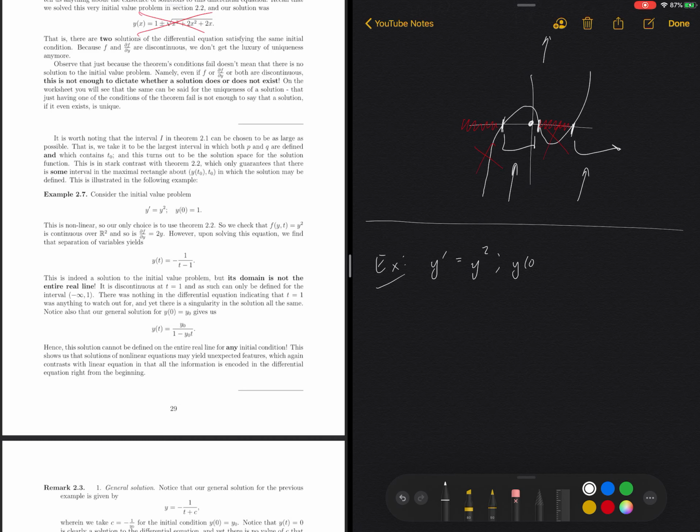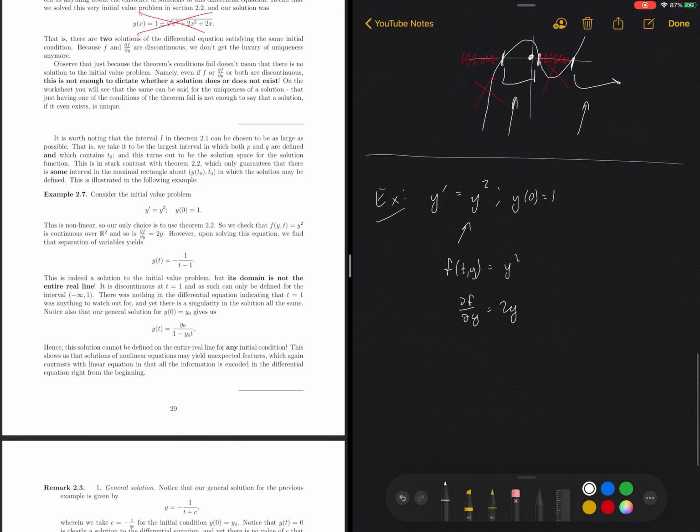Even if our equations were as smooth as they could possibly be, like y prime equals y squared, and we give ourselves an initial condition of 1 at 0. If I take this to be f, it's technically only a function of y, but it's y squared, and partial f partial y, I differentiate this to get 2y. Both of these are polynomials. These are continuous everywhere.